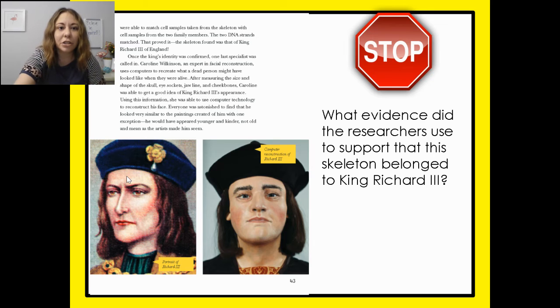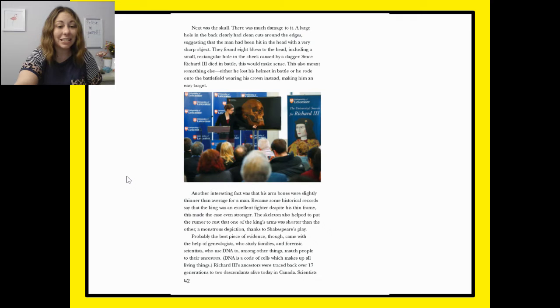Okay. They also used DNA, it talked about, to match this to descendants of him that are living today, and the DNA matched. So that was another piece of evidence that showed that it matched. And then there was the skull. Remember, the skull had all those blows in it, and we know that he had died in battle. So we know that this person had died and he had taken a dagger to the cheek. Ugh. But that matches the way that he died. So those are just some of the ways that we know, using the text evidence, that the skeleton actually belonged to Richard III.